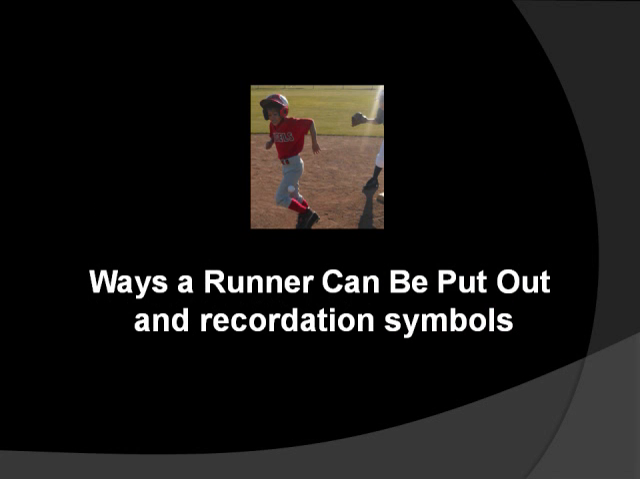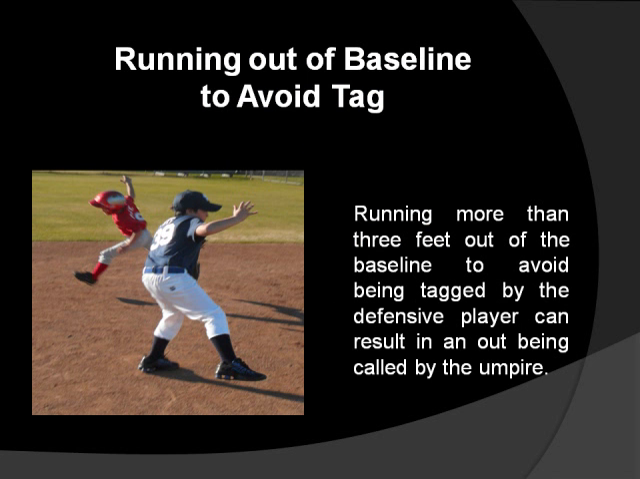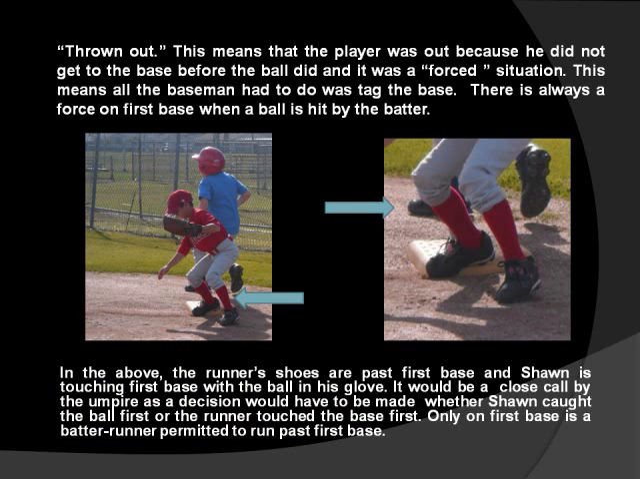Okay, let's discuss the ways a runner can be put out and the recordation symbols. A runner can be called out by the umpire if he runs more than 3 feet out of the baseline to avoid being tagged by the defensive player. Thrown out means that the player was out because he did not get to the base before the ball did, and it was a forced out situation. This means all the baseman had to do was tag the base. There's always a force on first.